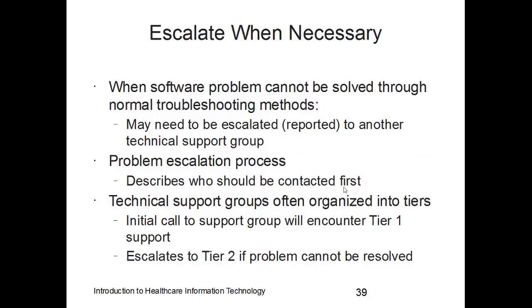When a software problem can't be solved through normal troubleshooting methods, you may need to escalate to another technical support group. There should be a process that describes who should be contacted first if a problem does need to be escalated. Technical support groups are often organized into tiers. The initial call to the support group will encounter Tier 1 support. And if they can't handle it or can't figure out what's going on, that would escalate to Tier 2.